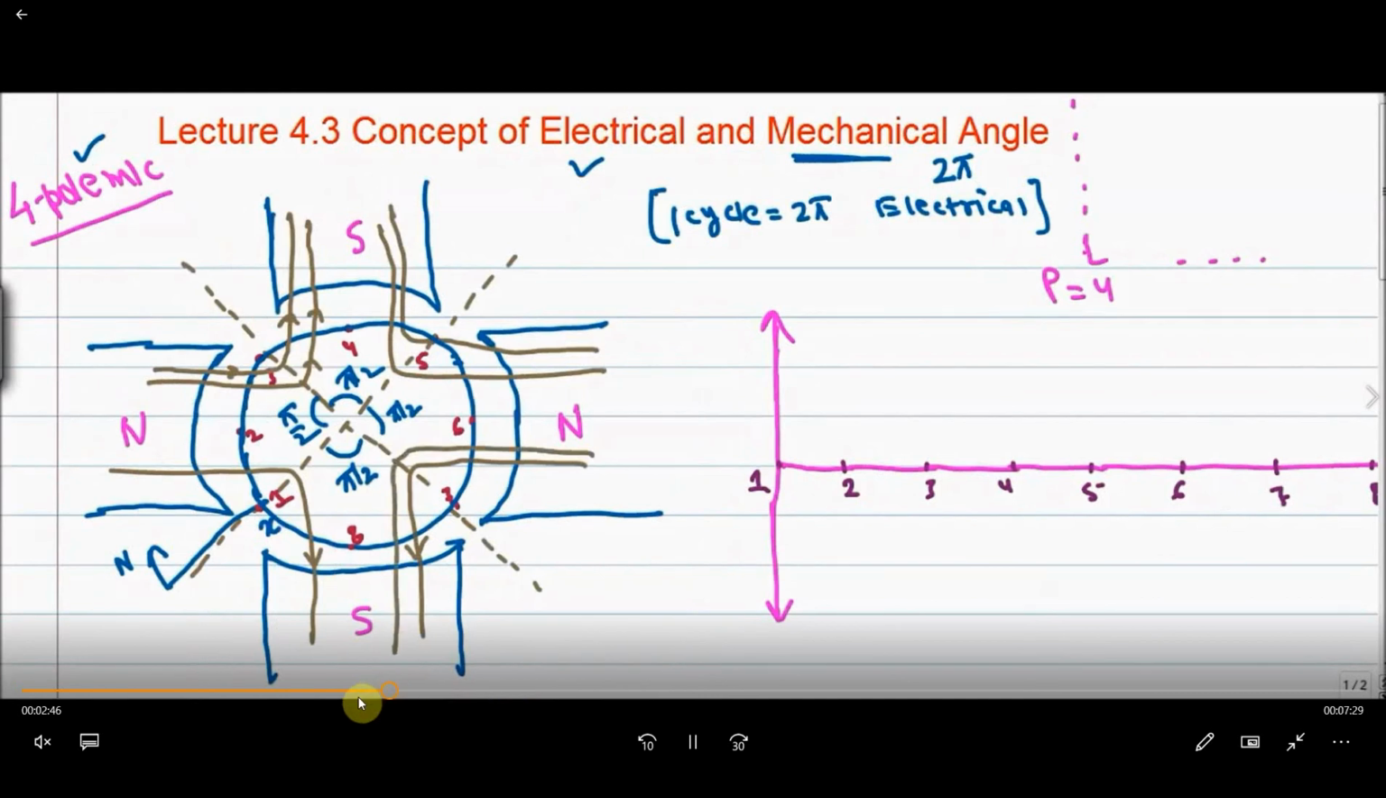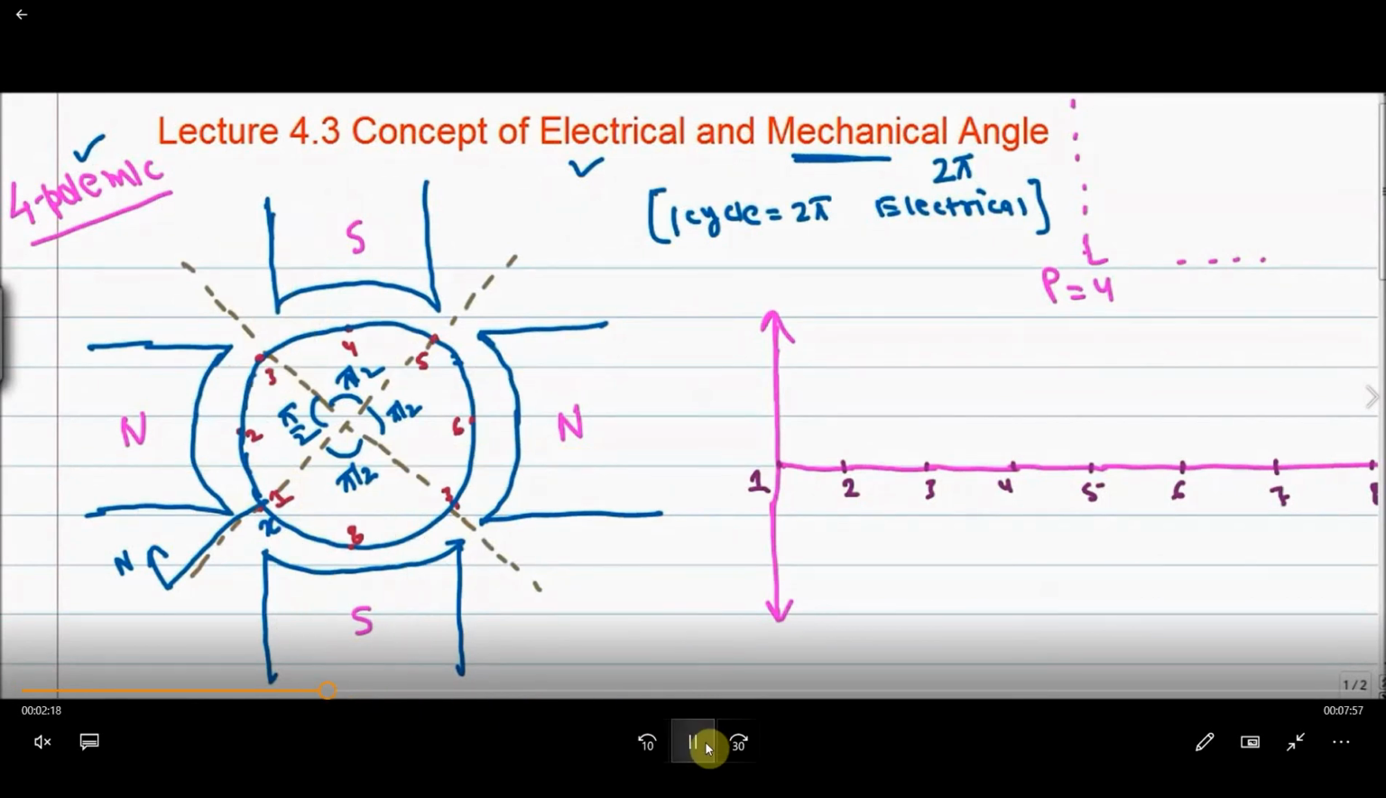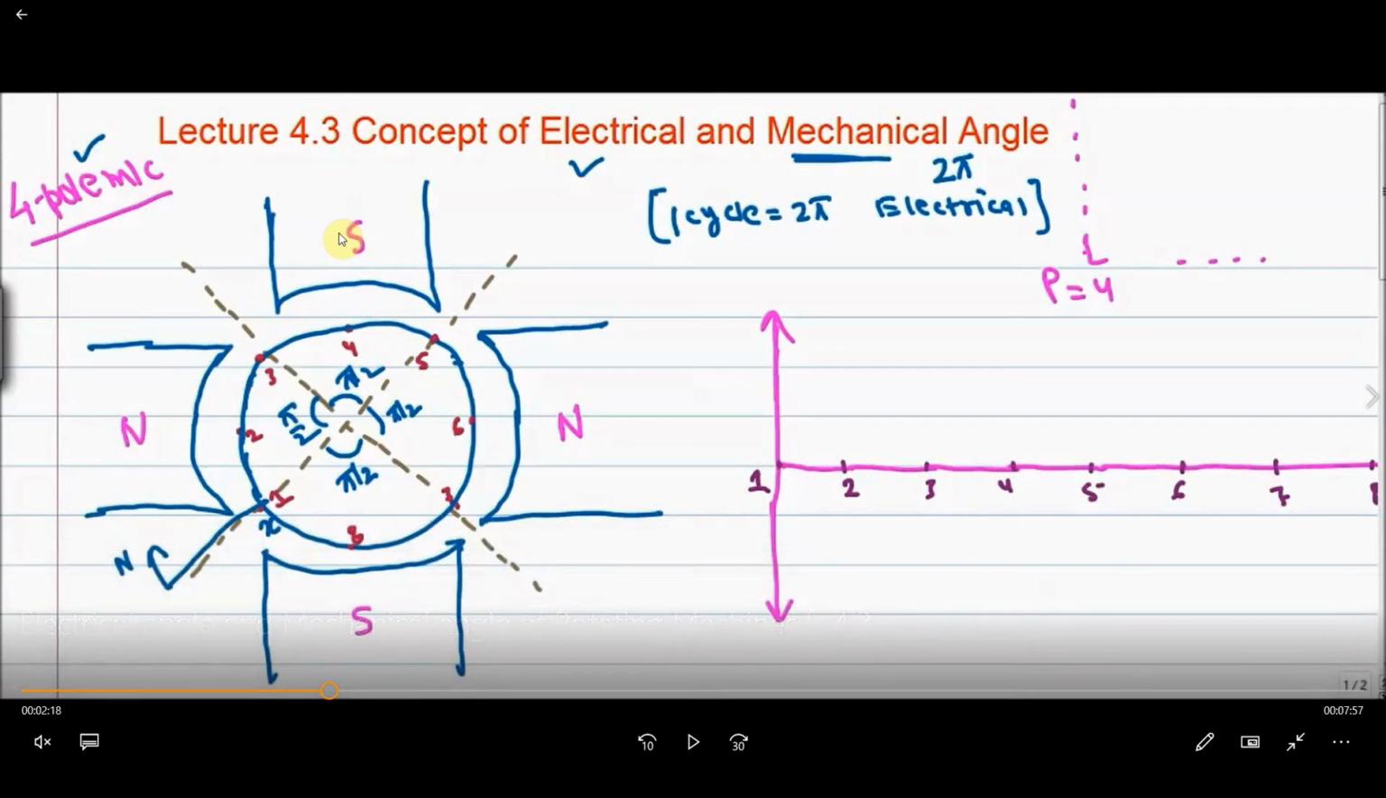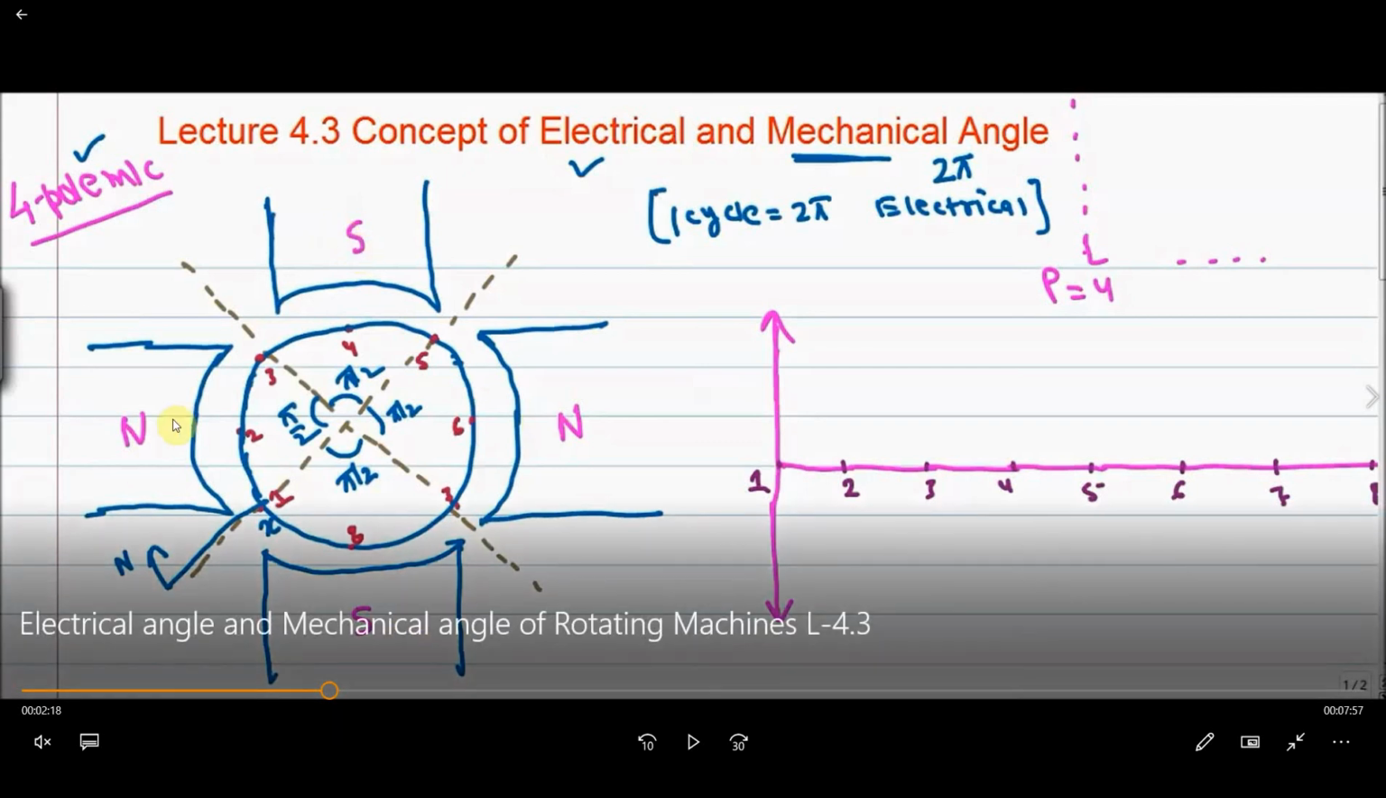Achha, let me show you. Suppose this is one pole, this is one pole, this is one pole, this is one pole. These are the stator poles, and these are the rotor. This side is the rotor.